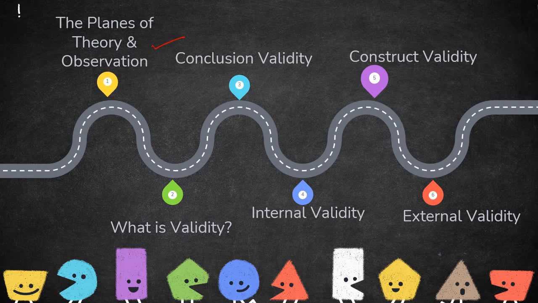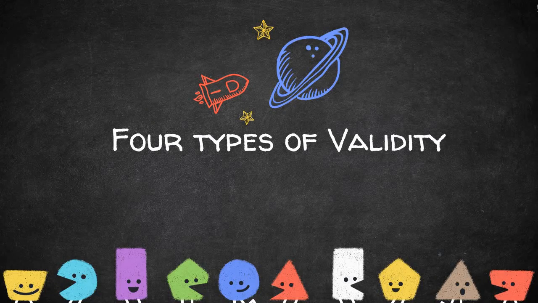In our last video, we primarily covered the planes of theory and observation, and we have defined what validity is. Now moving from what validity is to different types of validity, and here we will be discussing 4 different types of validity.